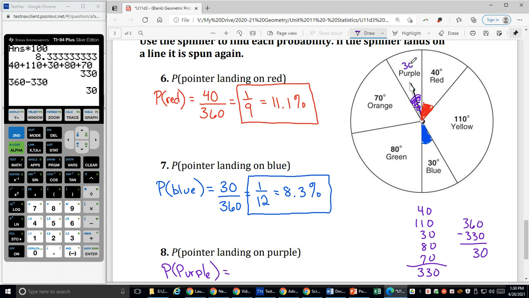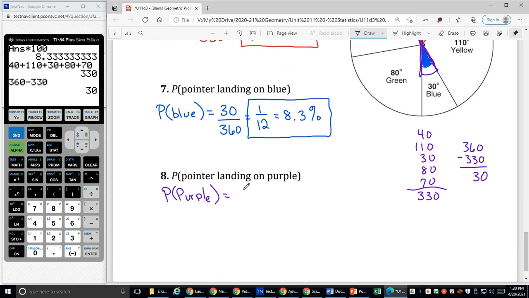So I know the purple is 30 degrees, which makes sense because look at this purple angle and look at the blue angle. They're vertical angles of each other because I have a diameter here and I have a diameter here. So those are vertical angles, which means they have to be equal to each other. Again, remember that only works if you have diameters that intersect each other. So I know it's going to be 30 out of 360, which if you look at number 7, we've already done because they're the same. It's going to be 1/12 or 8.3% is the probability of landing on purple.